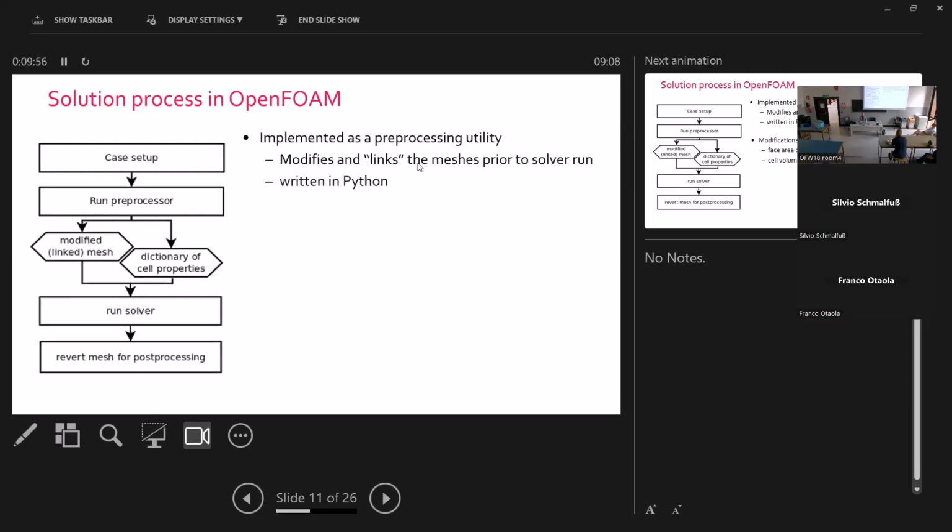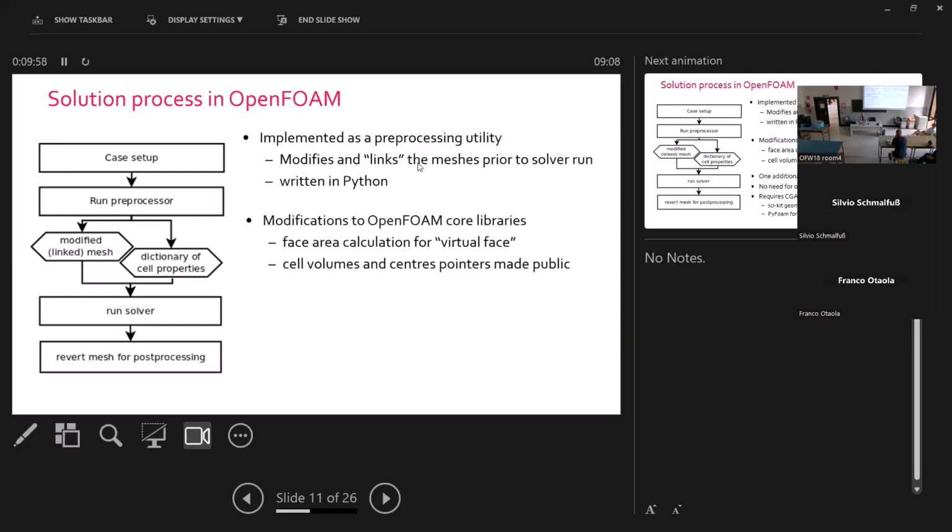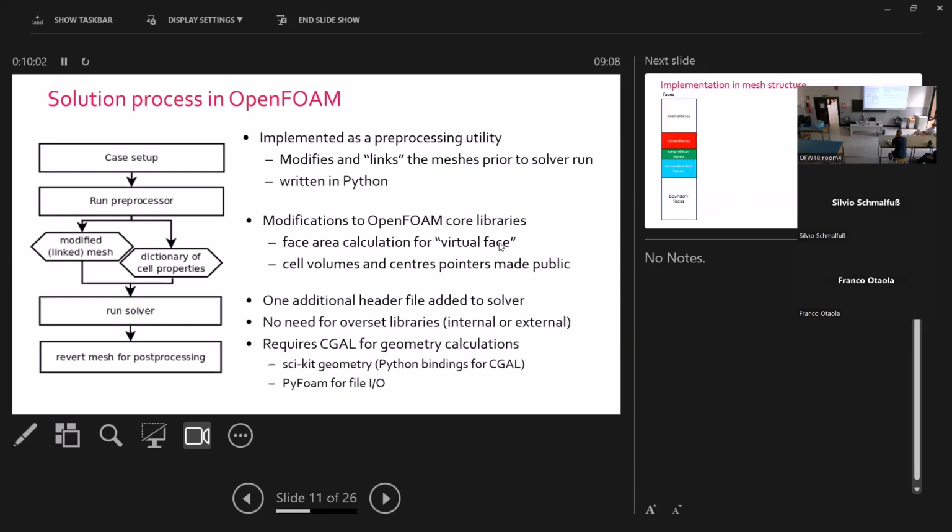So this is implemented in Python. There's a couple of modifications to OpenFOAM's core libraries. But in terms of the solver, there's only one additional header file required in the solver. So we don't need any overset libraries, either liboverset.so or Sugar or Pegasus or any of that. We don't need specific overset solvers. We can run it with any finite volume solver. What we do need is Seagal, which does a lot of the heavy lifting for the geometry calculations.